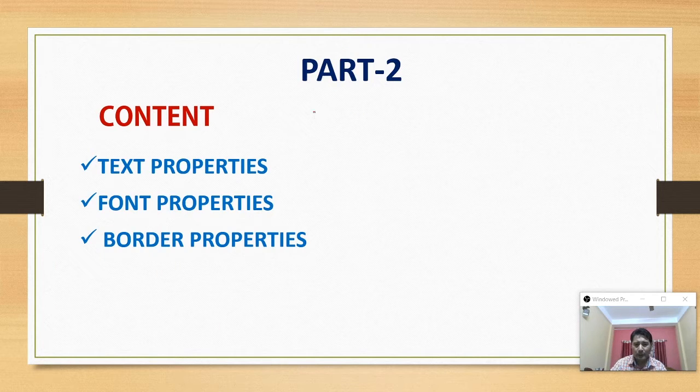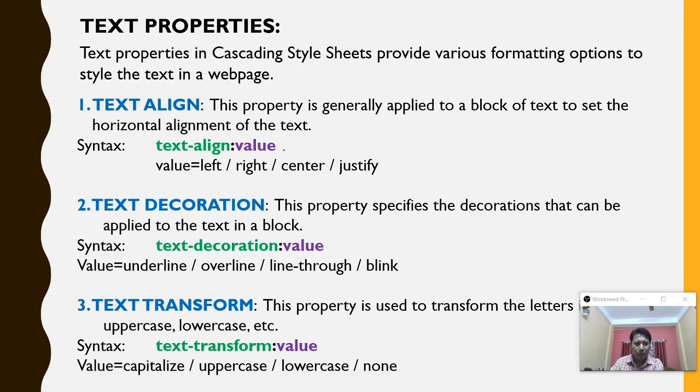Today we are in part 2 of this chapter, and today's content is about the text properties that can be applied to the web page. The second is the font properties, and third is the border properties. So we are going to discuss the tags and the properties or values that can be used along with the tags in today's content. Now first we'll start with the text properties.